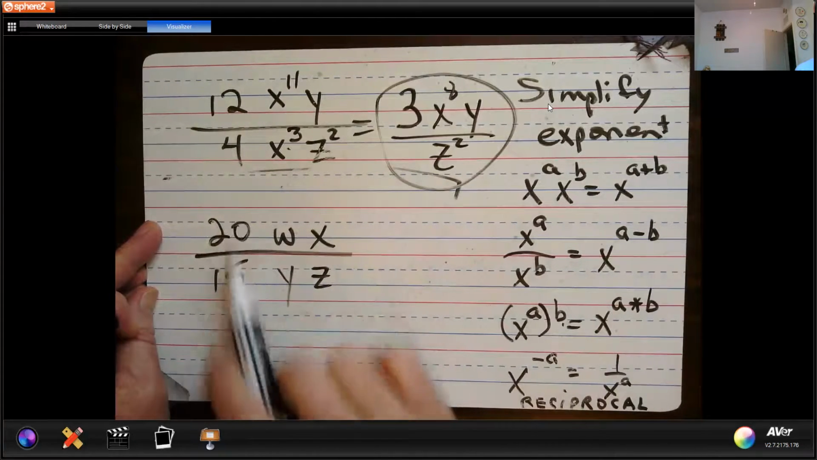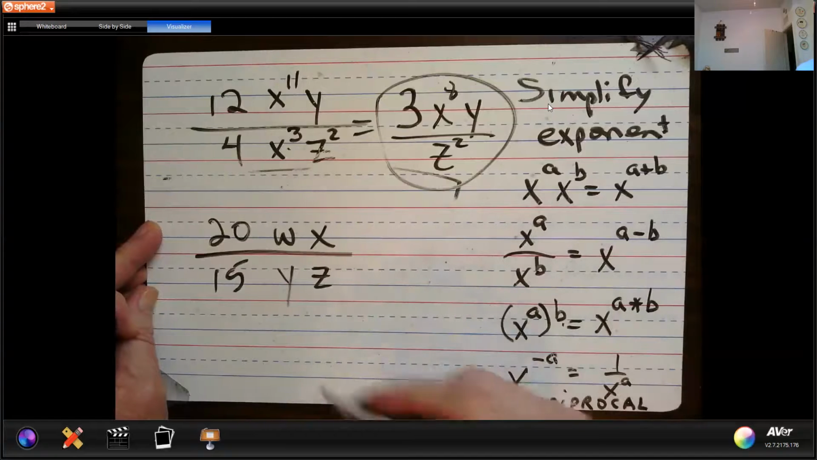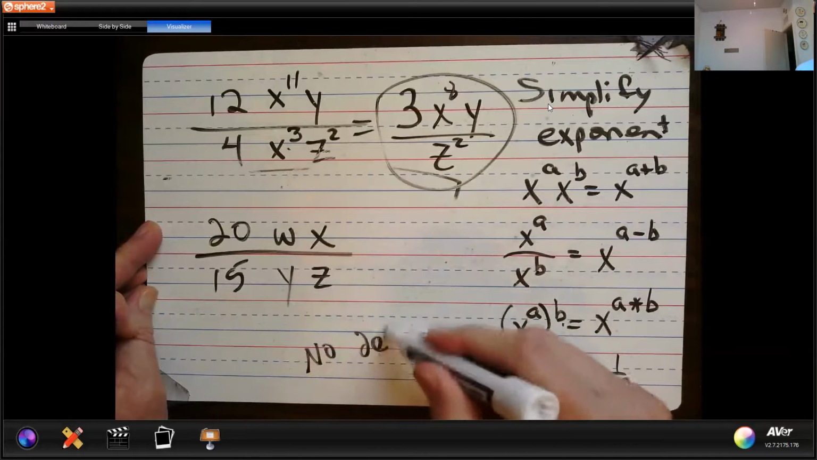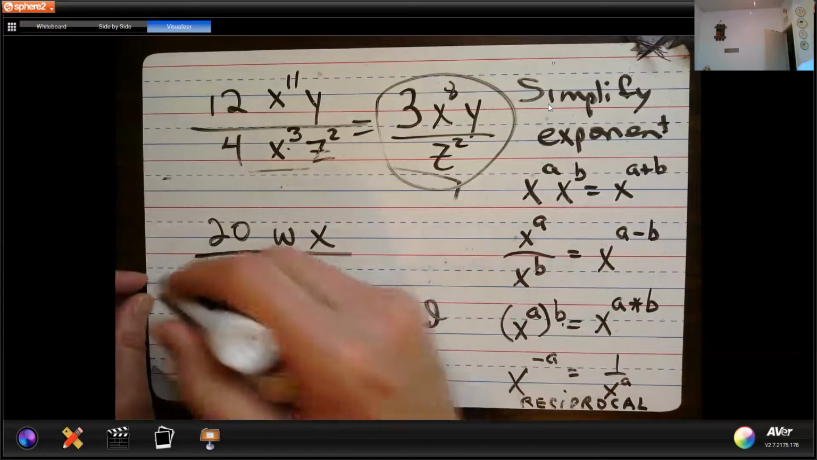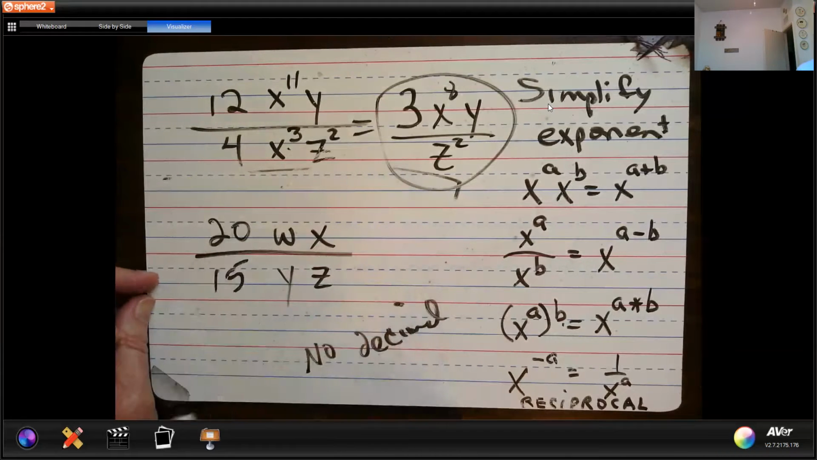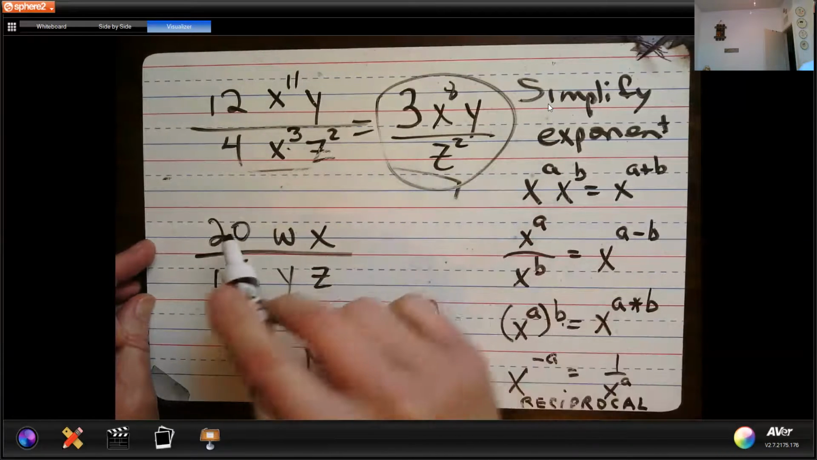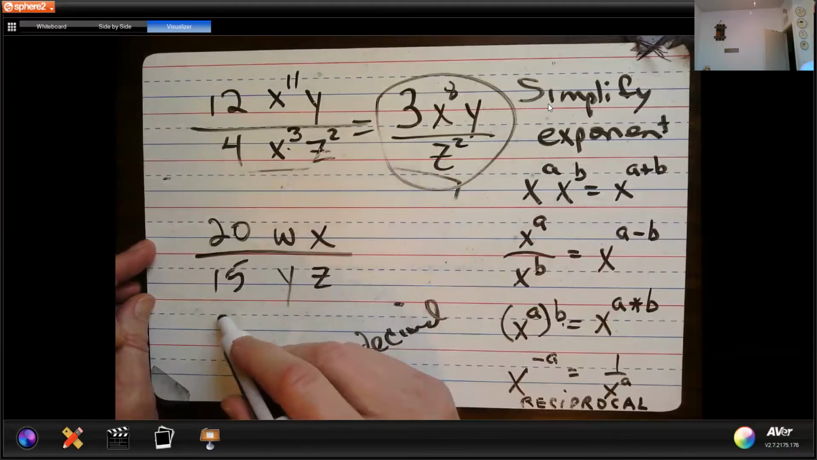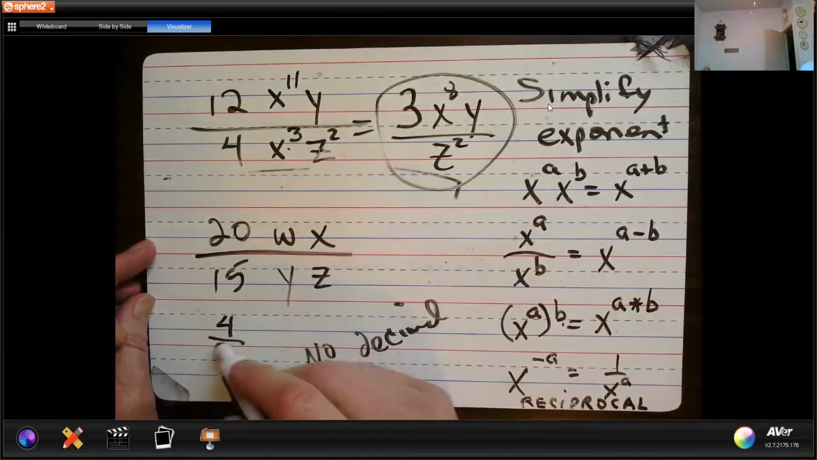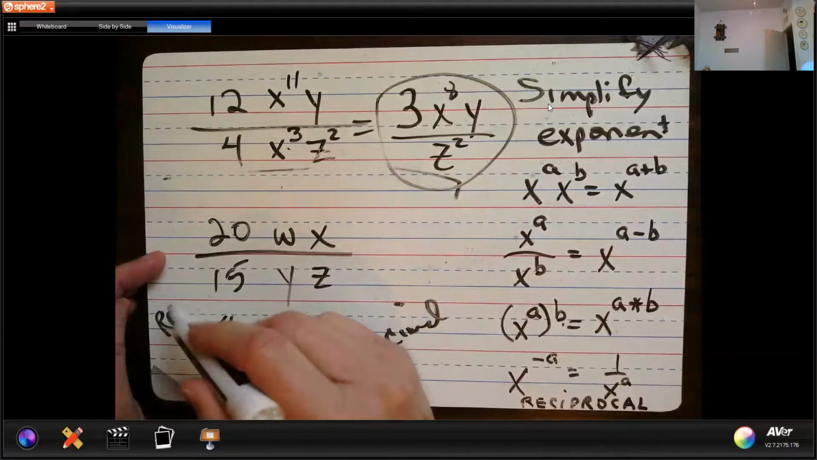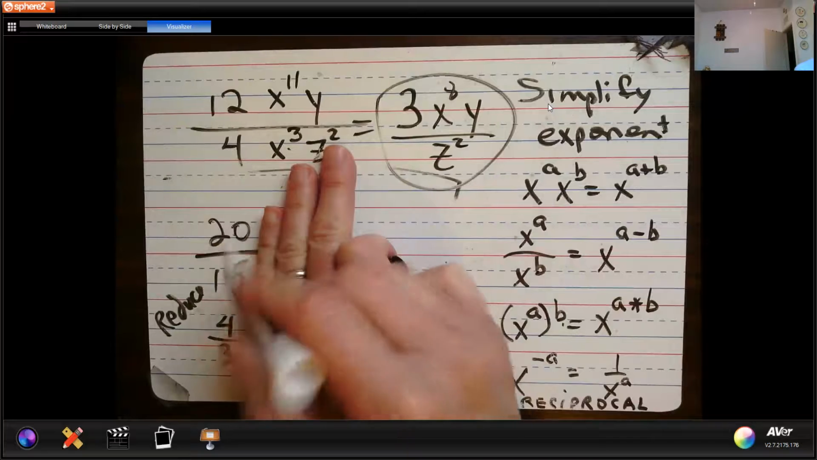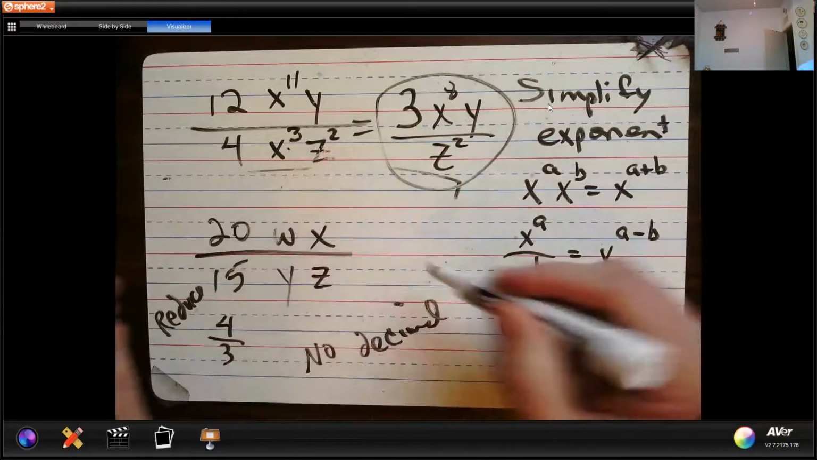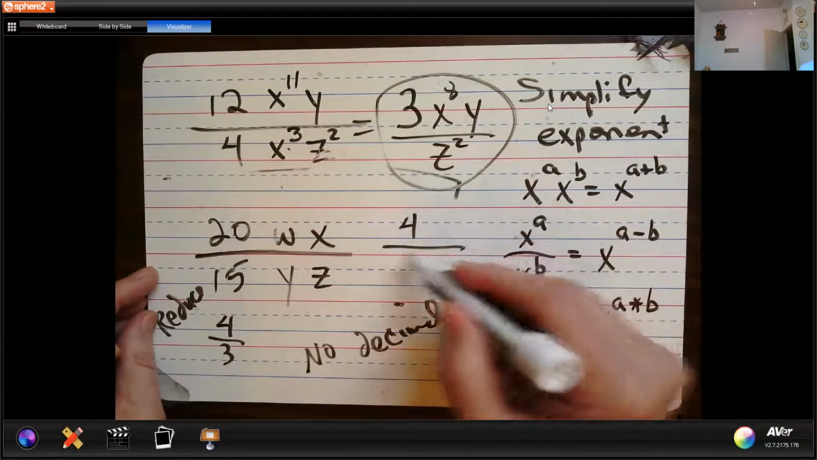Well, I have to divide the numbers, but I do not want any decimals. So I have to reduce this fraction. Whenever I divide this, I can see that they're both divisible by 5. So if I divide by 5, wouldn't that be 4/3, right? If all I am doing is reducing this first part, that piece right there is 4/3. That's what you write, 4/3.